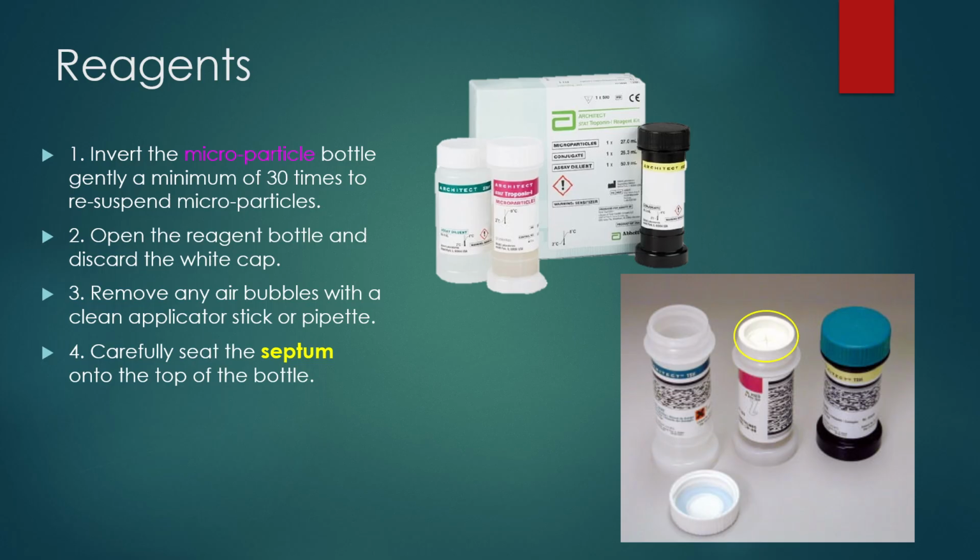After the inversion of the microparticle is done, and we made sure of it, we would remove the caps and check for any bubbles that might be present inside of the reagent bottles. If there are any bubbles present, we must remove them with either a clean applicator stick or a disposable pipette. After that has been done, we must seat the septum, which is this thing, onto every single bottle. We must not forget to take the caps off, because if we do, when the probe starts coming down to aspirate the reagent, it would either break or shut our instrument down.